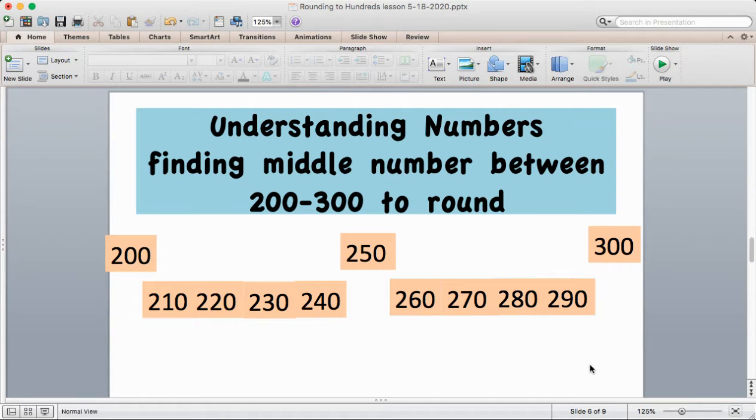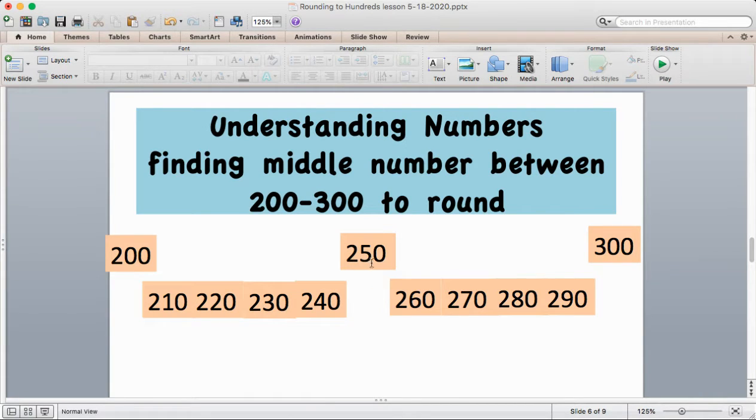Understanding numbers and finding the middle number between 200 and 300 to get ready to round. So 200 is the anchor, 300 is the other anchor. 200 is the lower end, 300 is the higher end. 250 is the center. As we've talked about before, 4 and below, we're going to be rounding to the lower 200. 5 and above, we're going to be rounding to the larger 300.